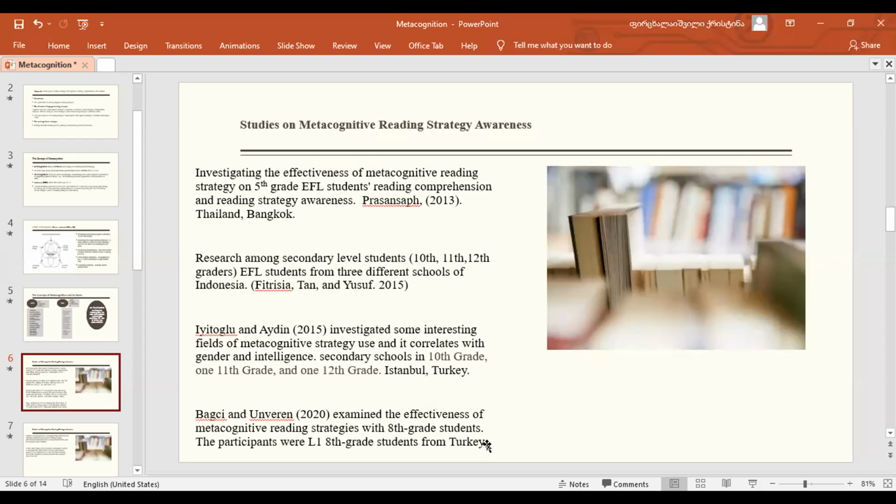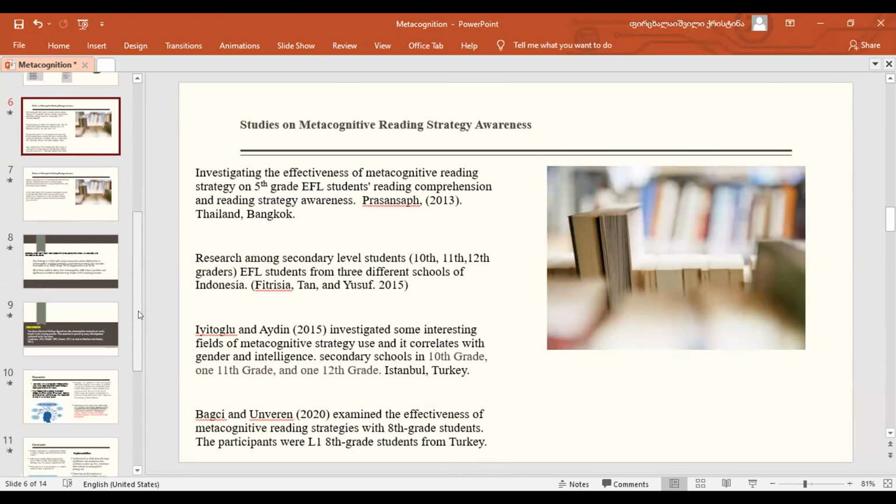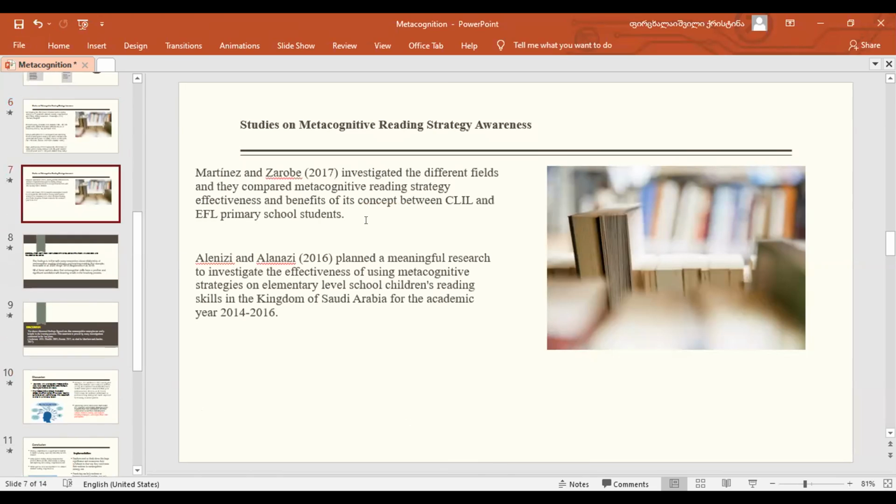We are again from Turkey. It is eighth graders, L1 students and their relationship with metacognitive strategies, and these authors also claim that metacognitive strategies really have a positive effect in the case of eighth graders and in the case of L1 also. And these are the last two investigations I'm going to discuss today.